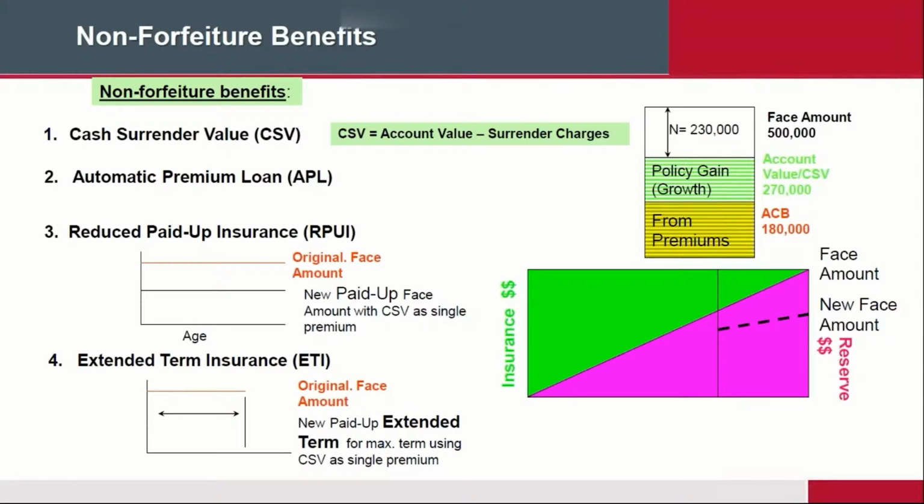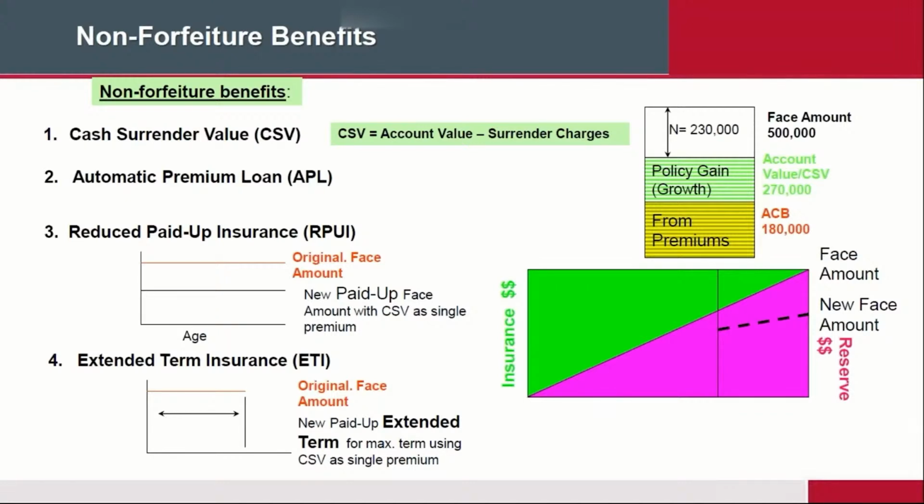So if an individual still needs permanent insurance, doesn't want to pay any more premiums, and does have cash sitting in the policy, they can use the cash in the policy as a single premium to buy whole life insurance basically on a reduced basis that will cover them for the rest of their lives.